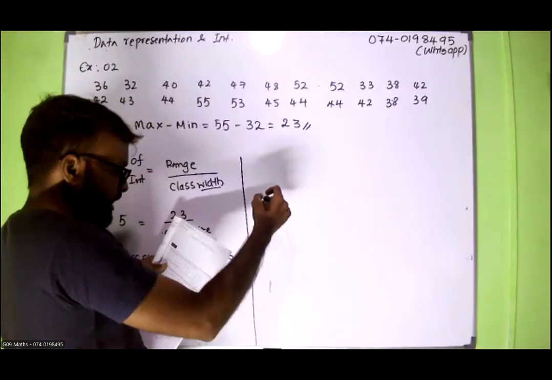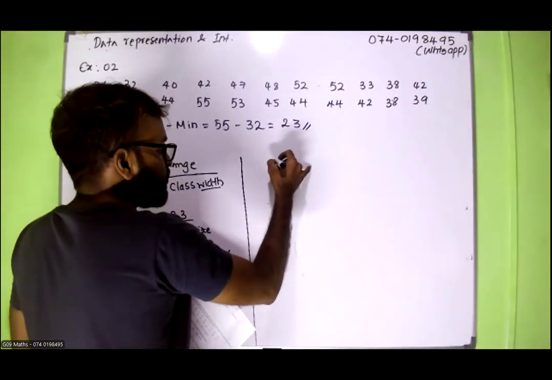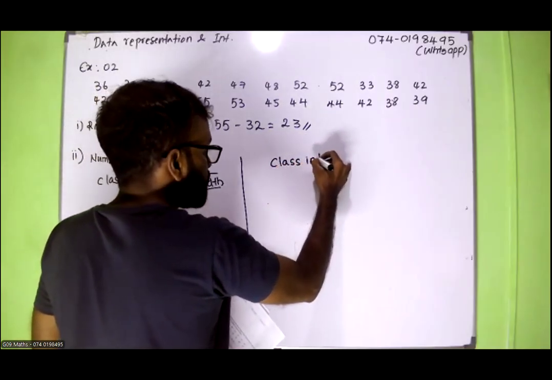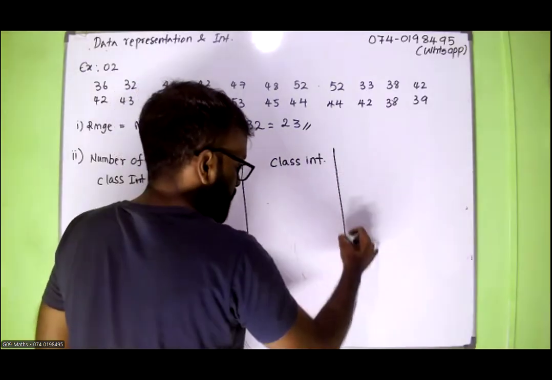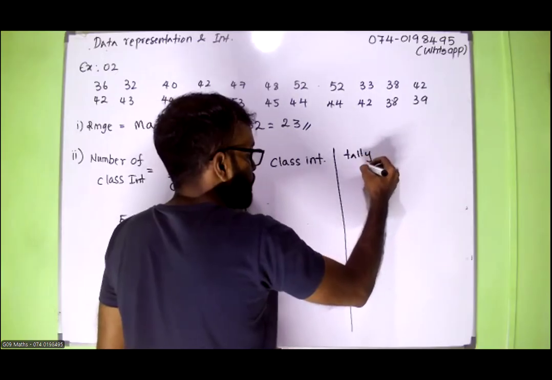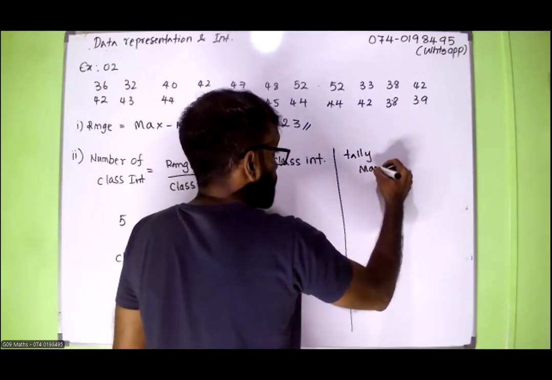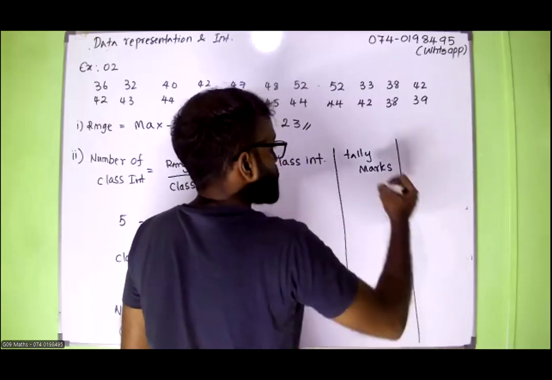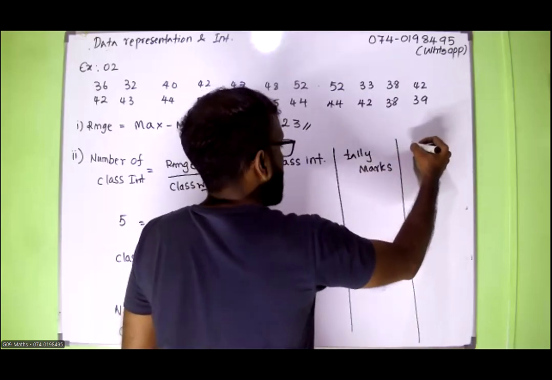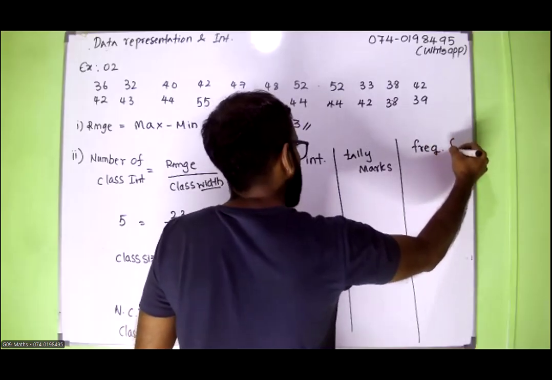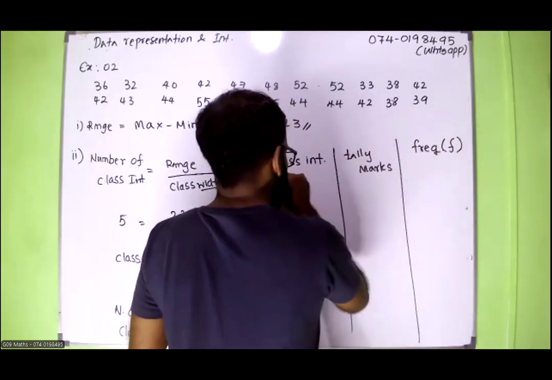So the group frequency table that you need to make: first column is the class interval. Then you should have tally marks. Then you should have the frequency, or the F column.